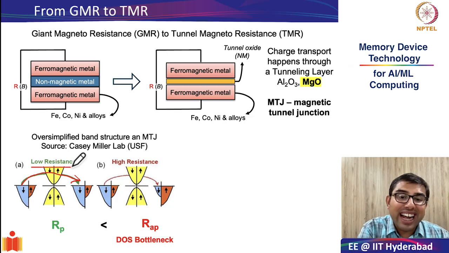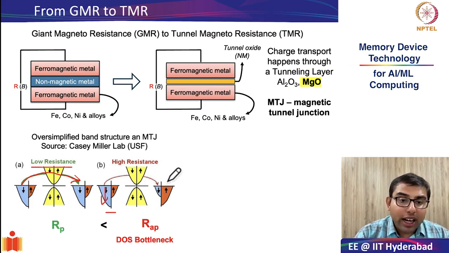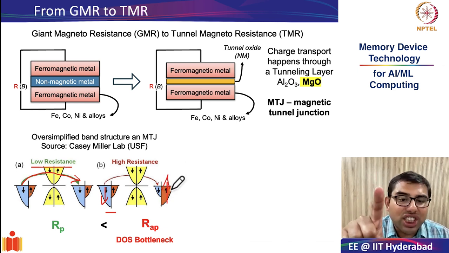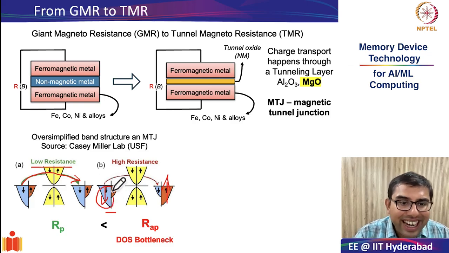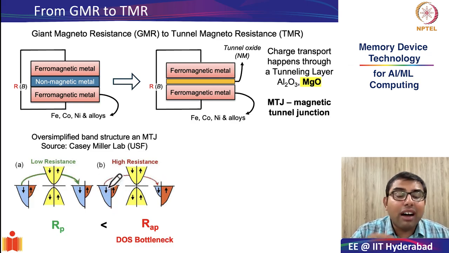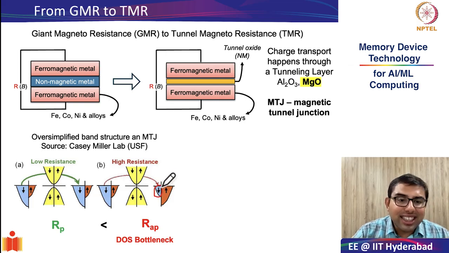However, if you look at the anti-parallel configuration, whereas ferromagnetic layer 1 has most of the spins oriented in the down direction, in ferromagnetic layer 2, most of the spins are in the up direction. And therefore, although there are a lot of states in the down direction available for tunneling, there aren't enough empty states in the down direction. And this is because of Pauli's exclusion principle.